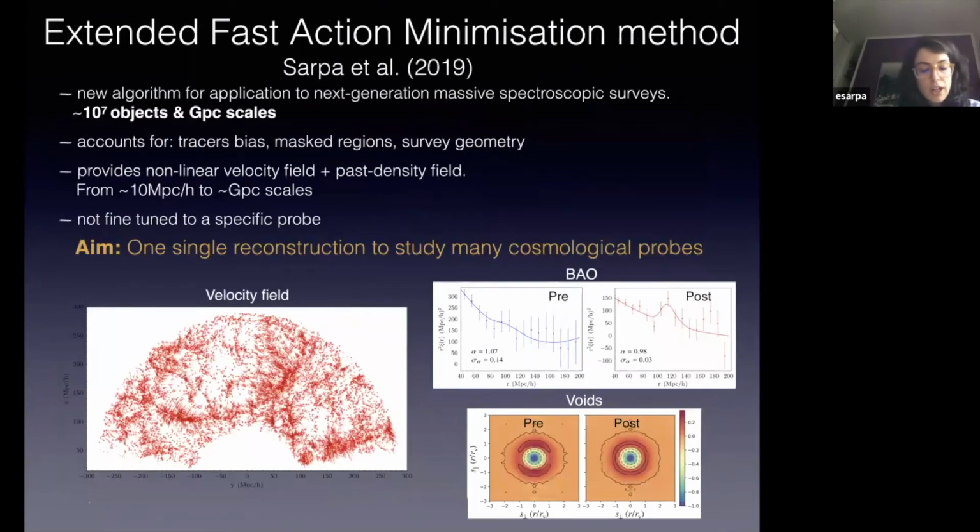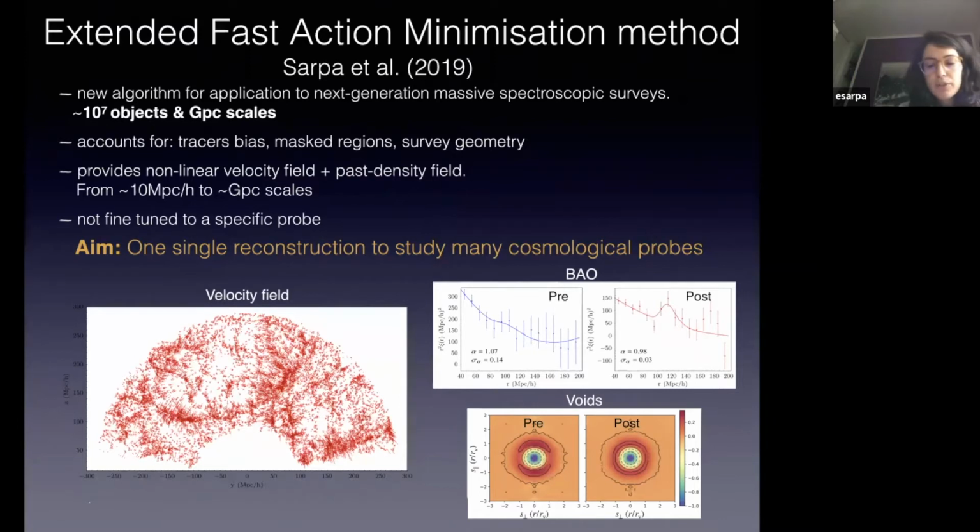Okay. So the extended fast action minimization method is a new implementation of the fast action minimization and the least action principle, which is especially designed for application to current and future massive spectroscopic surveys, in particular to deal with order 10 to the 7 objects and working on gigaparsec scales. Moreover, it is able to account for the bias of the tracer, the presence of masked regions, and also the survey geometry. It also provides the nonlinear velocity field and the density field from 10 megaparsec to gigaparsec scales, and is not fine-tuned to a specific probe.